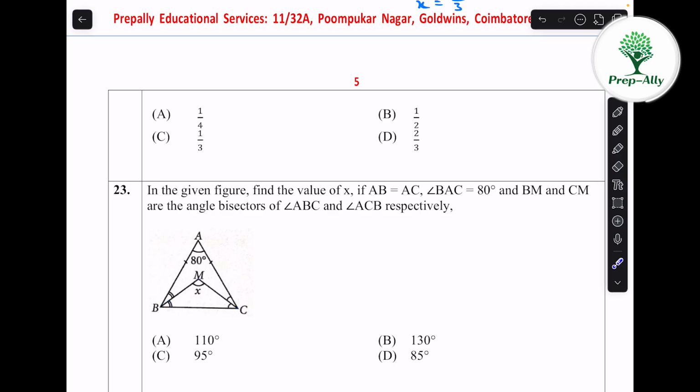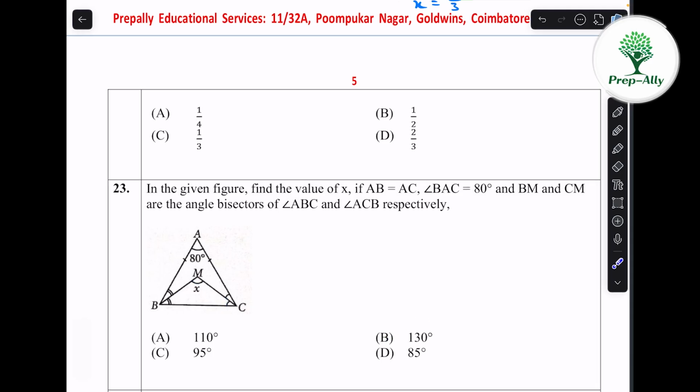Angle MBC and angle MCB: MBC will be 25 degrees, because this is 50 degrees, so half, right here it is 25 degrees, also 25 degrees. So now in this triangle, see here, it is 25, also 25, and 50. So definitely it will be 130 degrees.